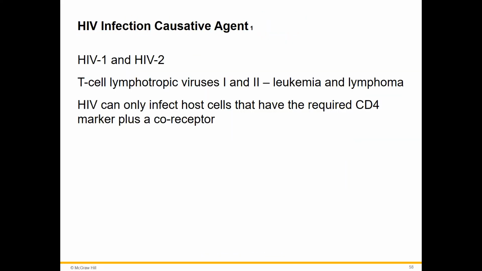Okay. There's HIV 1 and 2. They affect T cell lymphocytes. Viruses 1 and 2, they can cause leukemias and lymphomas. But HIV can only infect host cells that have the required CD4 marker plus a co-receptor. This is how you could have some people who have been exposed to HIV but are not infected. So there is this genetic component or predisposition that also can occur.